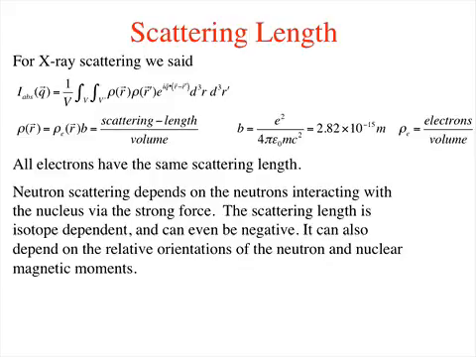Neutron scattering depends on the neutrons interacting not with the electrons but with the nuclei via the strong force. This interaction is isotope dependent, so the scattering length depends on which isotope you have. In fact, it can even be negative. That comes into what happens with the phase of the outgoing neutron. It also depends on the relative orientations of the neutron spin and the nuclear spin, or the magnetic moments. And so that's useful because you can measure magnetic structure, but it can also be a source of incoherent scattering.